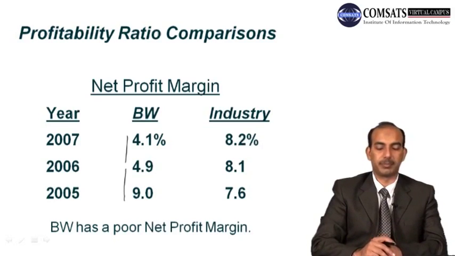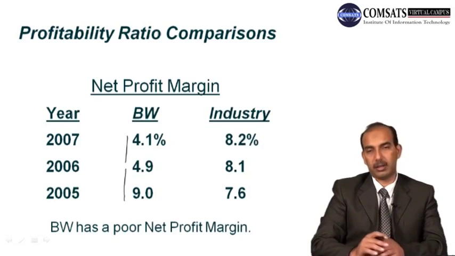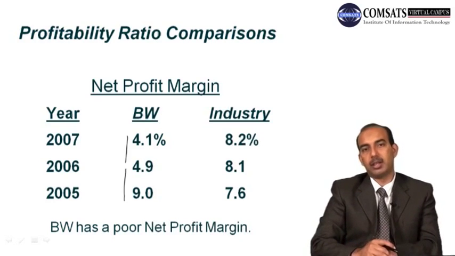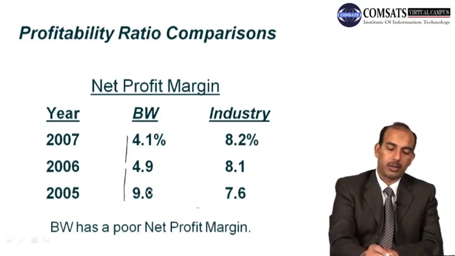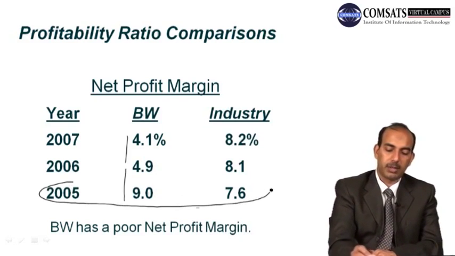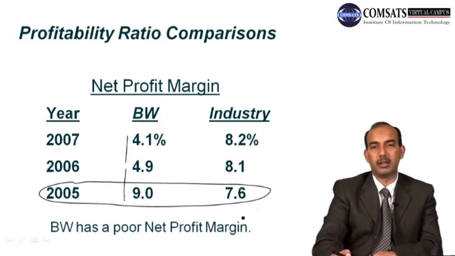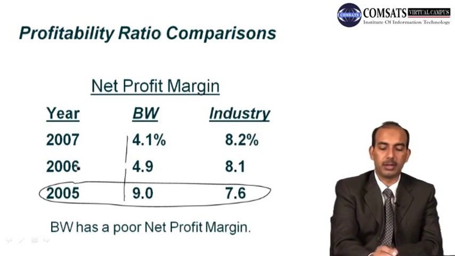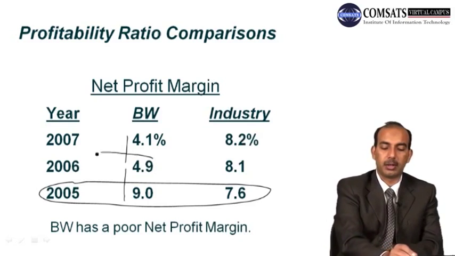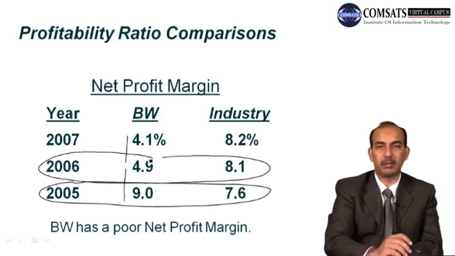And then the next step is, let's look into the industry pattern. So if you look at 2005, the firm was performing better than the industry. And then if you look into 2006, it reduced to almost half of the industry average.